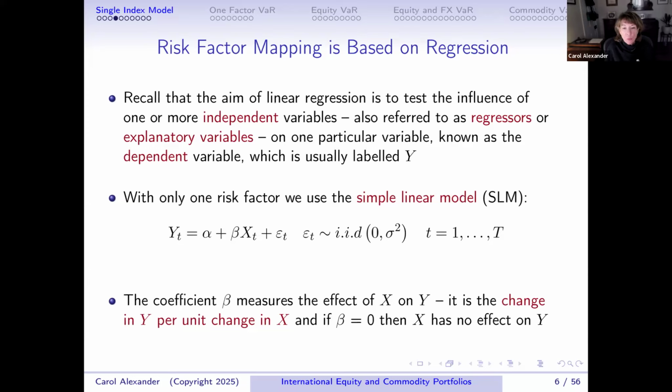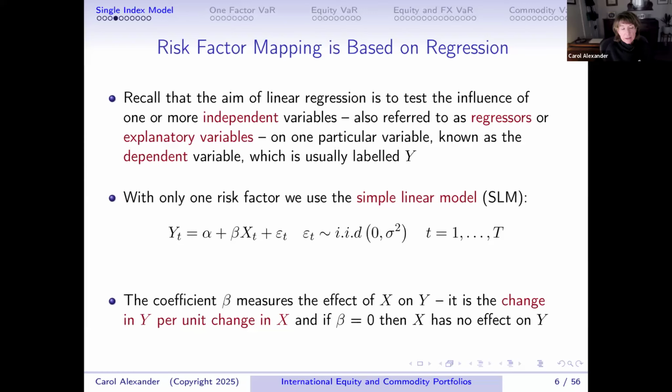You've got at least one, maybe more, X variables. These are the right-hand side independent variables. And on the left-hand side, you've got your one dependent variable. That's what you're trying to explain. And we use this simple linear model, SLM, which is with one explanatory variable. Here, if we've just got a broad market index.